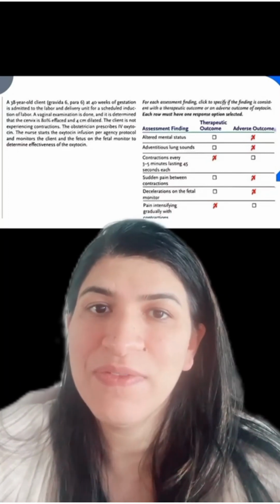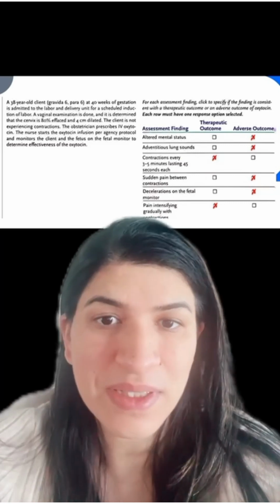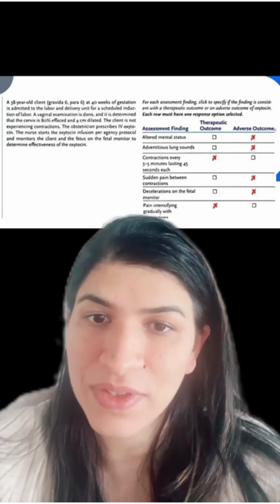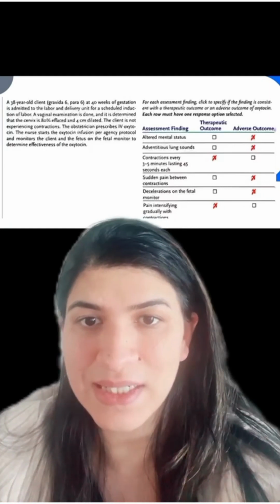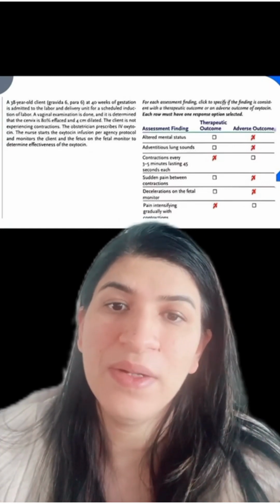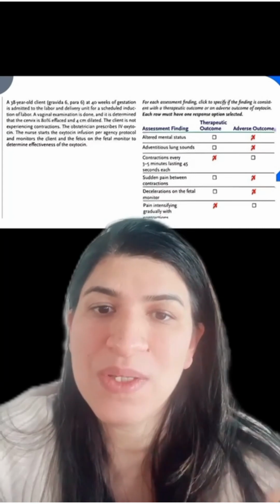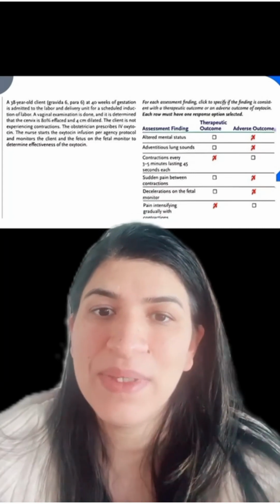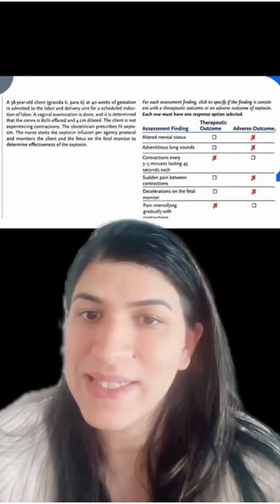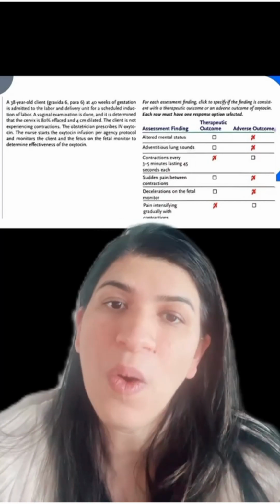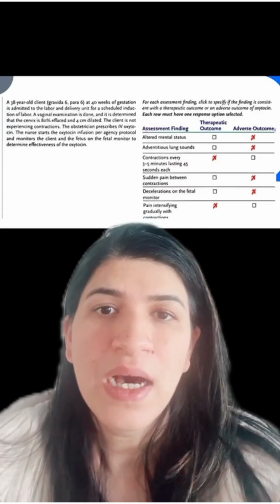For each assessment finding, click to specify if the finding is consistent with the therapeutic outcome or the adverse effect of the oxytocin. So we need to figure out which one is expected and which one is not expected with the oxytocin, and based upon that, we figure out the answer. Each row must have one response option selected, so that means we cannot skip one of them. We must address each of the options. Either this is expected, which is a therapeutic outcome, or it is not expected, which is an adverse outcome. Now let's get started.